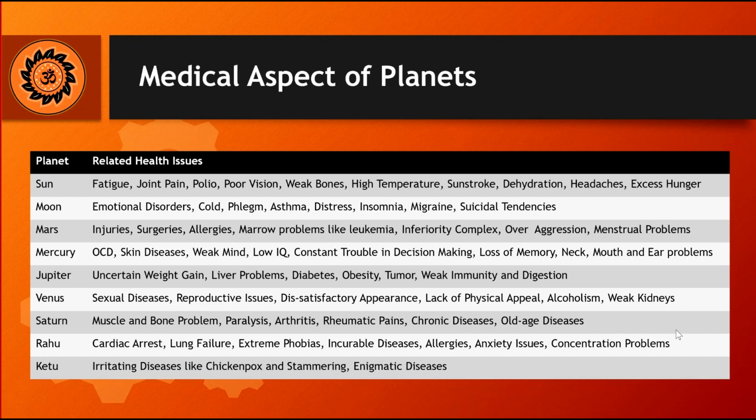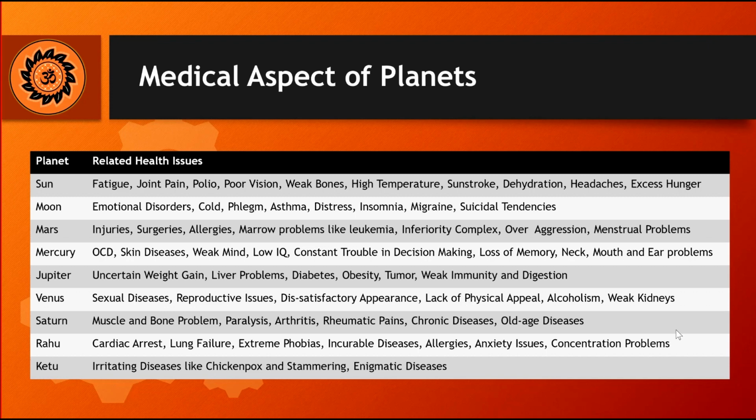All the injuries that you have, the accidents you will have, the surgeries you will have, or marrow related problems like leukemia. I told you marrow is one area that is governed by Mars. So all of those issues are under the area of Mars. Inferiority complex, because Mars represents confidence, passion, energy. Somebody having a weak Mars will have an inferiority complex. Somebody having a very strong Mars will have over aggression. And then menstrual problems also. All of these problems are related to Mars.